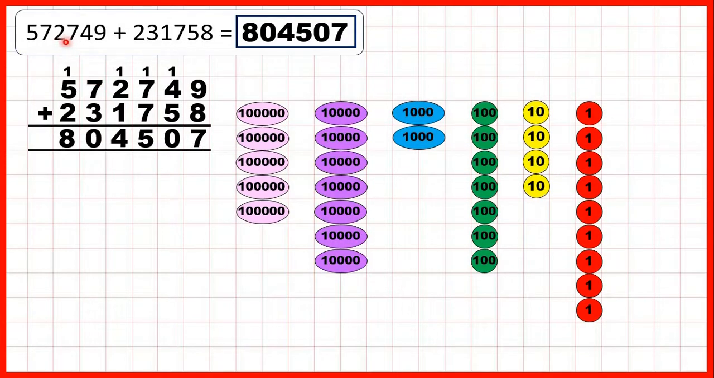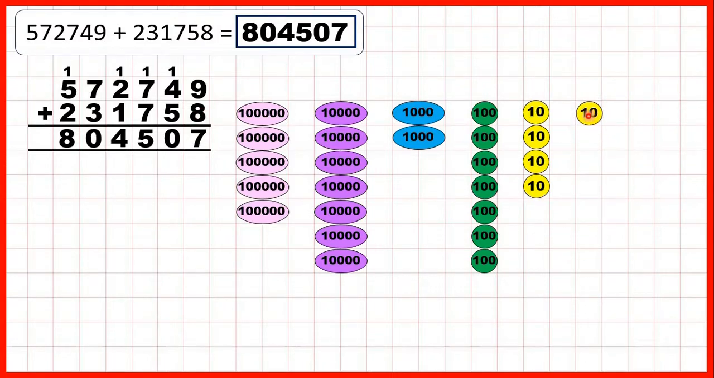Now, our last question was 572,749, which we have represented here. And first, we needed to add 8 ones. We can add 1, exchange, then add 2, 3, 4, 5, 6, 7, 8. So we have 7 ones in our answer.